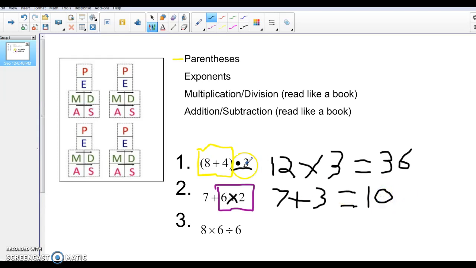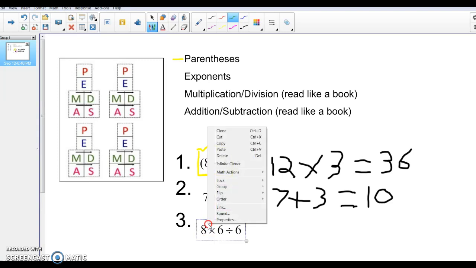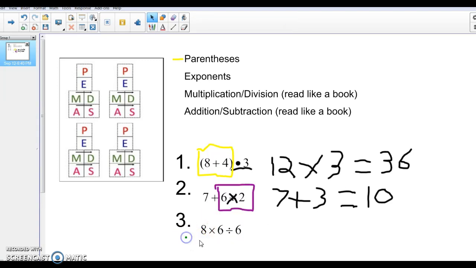Alright? Now, moving on to the last problem. We see 8 times 6 divided by 6. Now I want you to really pay attention to this one because this is where a lot of people get tripped up, even me sometimes. We have both multiplication and division in this problem. We see our multiplication sign there, and our division sign there.